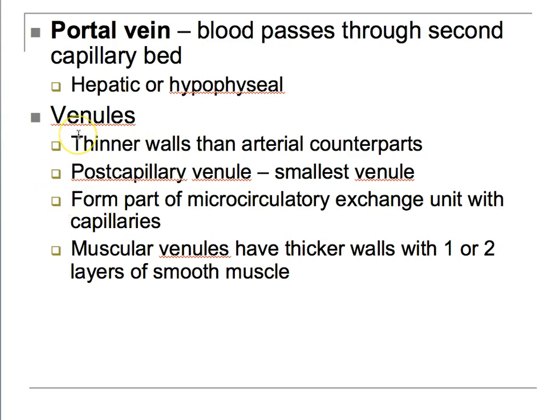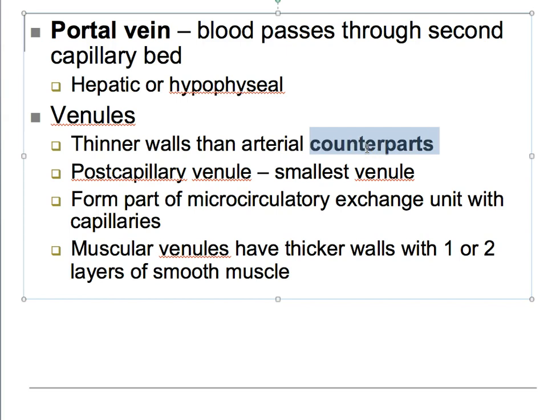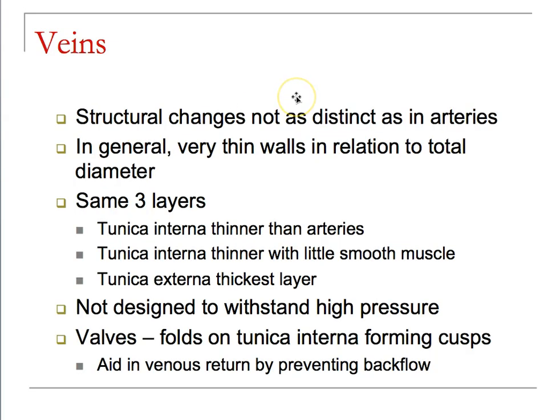Okay? Now, as we're moving back towards the heart, towards veins, what I want you to do is see that you actually have the counterpart to arterial structures. So that means, generally speaking, once you know the arterial names, you know vein names, okay? And these can actually create exchange units with capillary beds themselves. And the farther you go towards the heart, the more muscular they actually become. Veins themselves, structural changes are definitely not as distinct as they are inside arteries. They have those same 3 layers, and they also have those valves to prevent backflow.